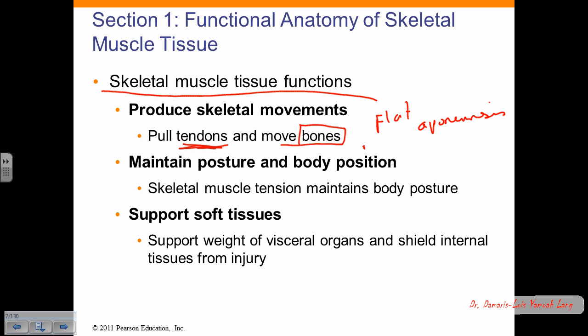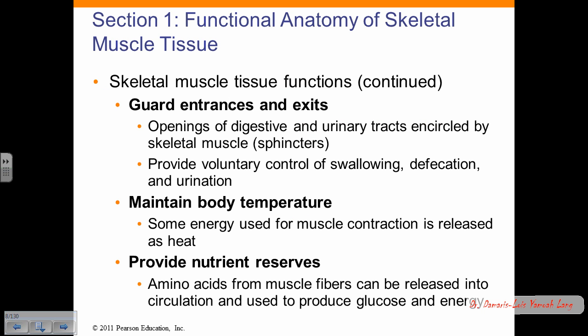So muscle also helps to give us our posture. That's why you see all these weightlifters, they have their hands hanging next to them. So it gives us our different postures. For instance, our six-pack muscle, the rectus abdominis muscle, is covering and shielding visceral organs like the organs in our abdomen, so it supports soft tissues. And like I had mentioned, sphincters.